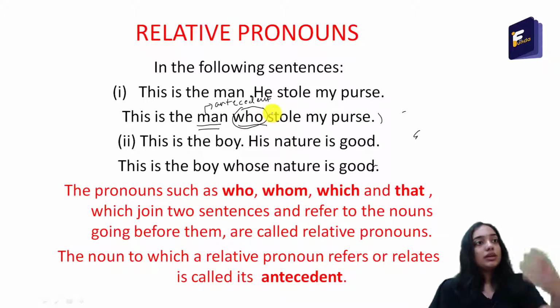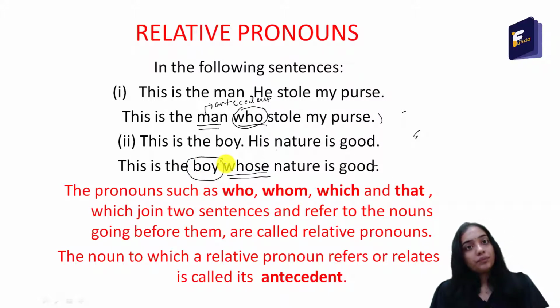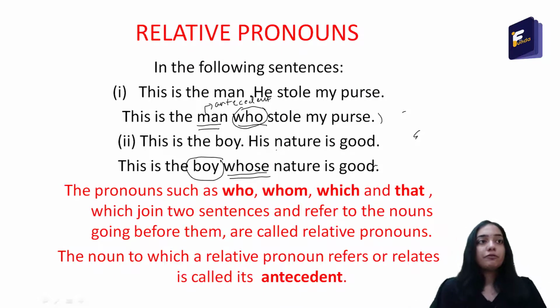Okay, so similarly in the second sentence the pronoun is whose. It joins these two sentences, and also it refers to the noun that is the boy. This is the boy whose nature is good. So boy whose nature is good, so we are referring to the boy. So the whose pronoun is referring to the boy. So the boy is the antecedent of the pronoun whose, and whose is a relative pronoun. So now we have understood what is a relative pronoun and what is an antecedent.